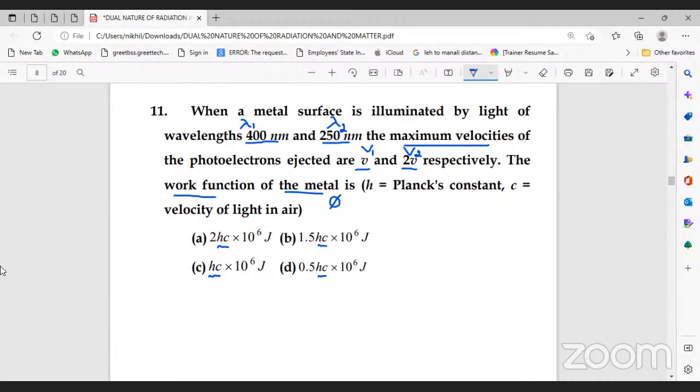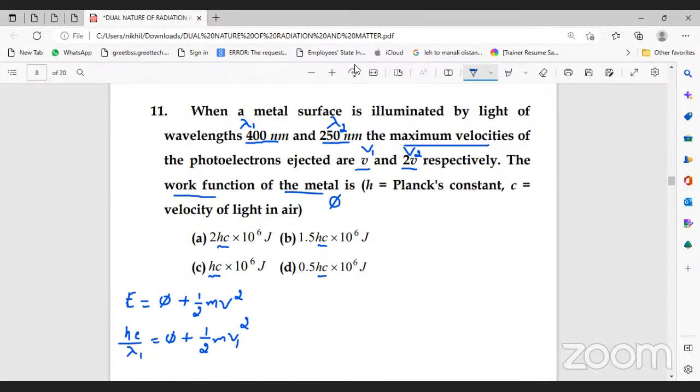You know Einstein's equation: total energy is equal to the work function plus the kinetic energy. The kinetic energy can be taken as half times m into v square. What is the total energy formula? hc by lambda 1 equals the work function plus half times m into v1 square.